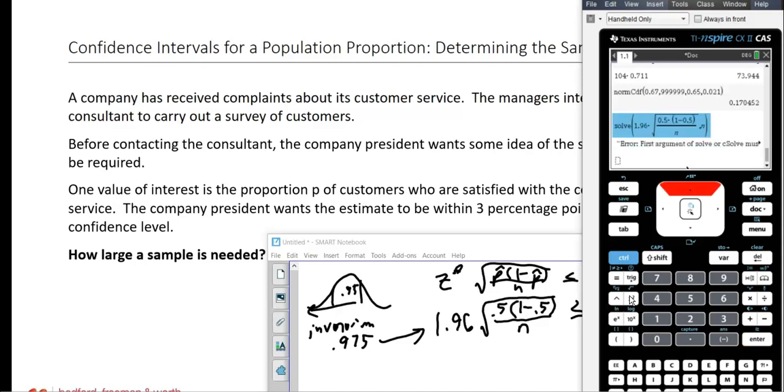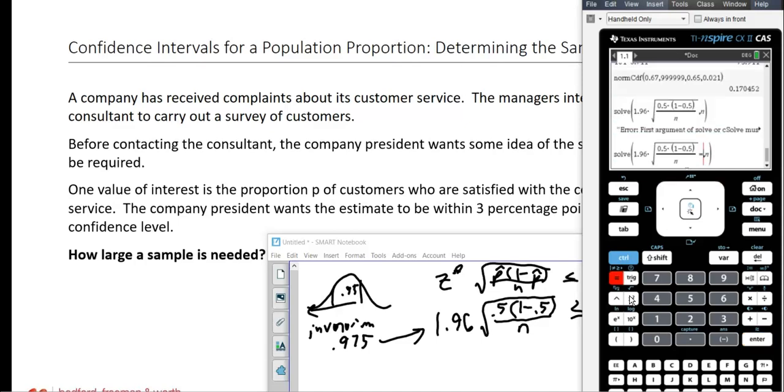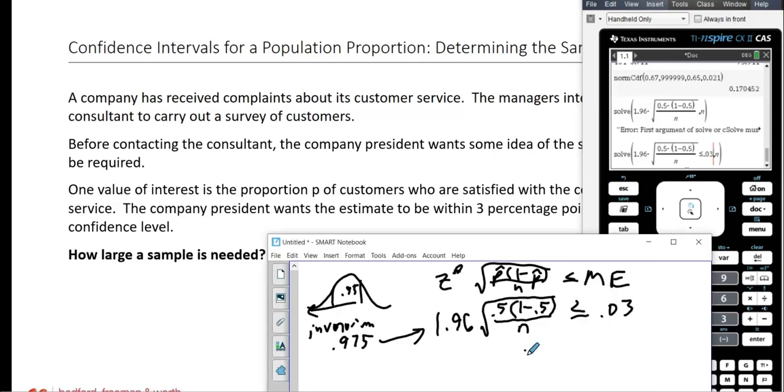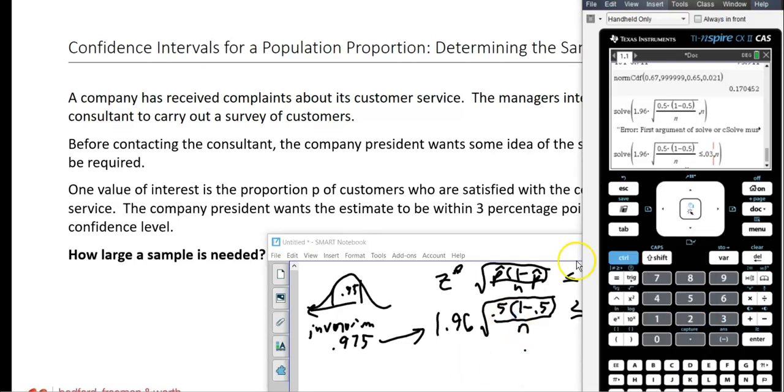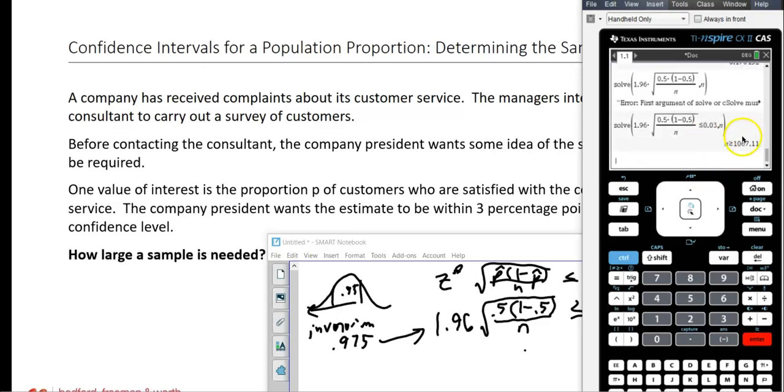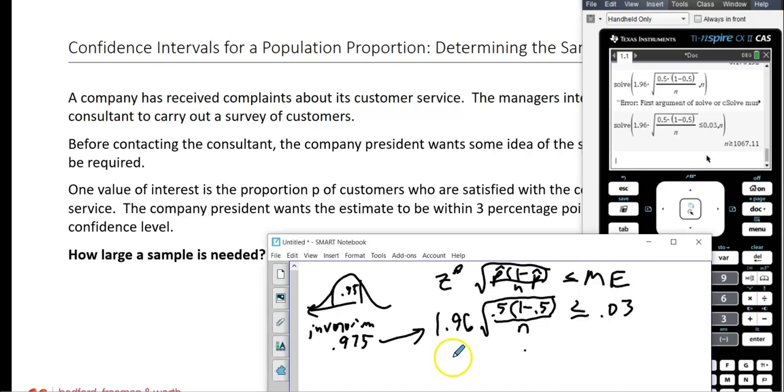Oh, it would help if I saw the whole equation there. It equals 0.03. It was kind of covered up. Actually, it's less than. Let's see if this will work. I think it works, but it's been a while. Less than 0.03. That's what the equation was, but it was covered up and I just didn't realize there was an equation there. And we get n has to be bigger than or equal to 1067.11.